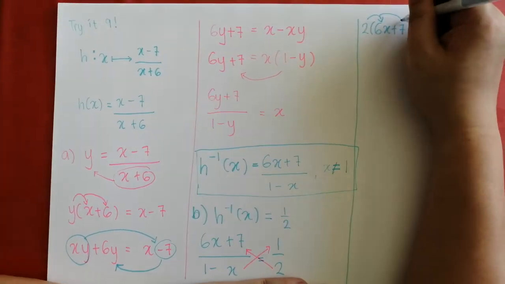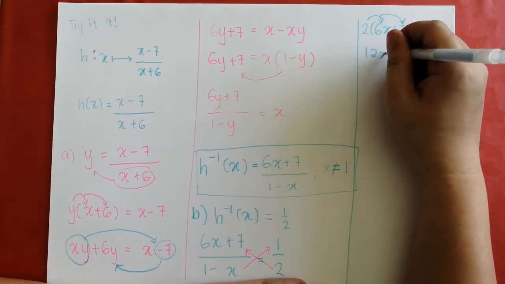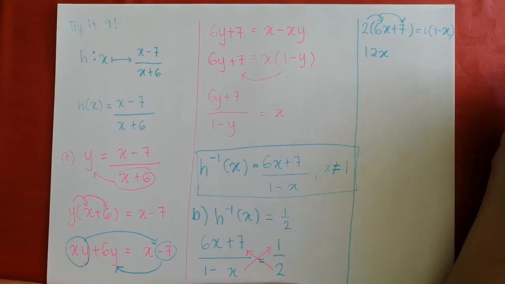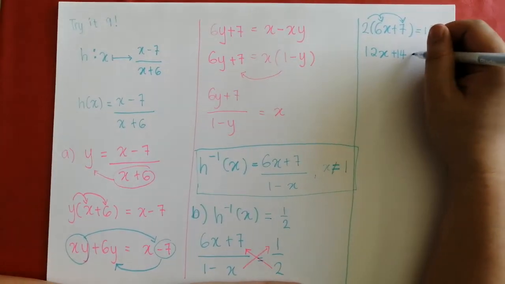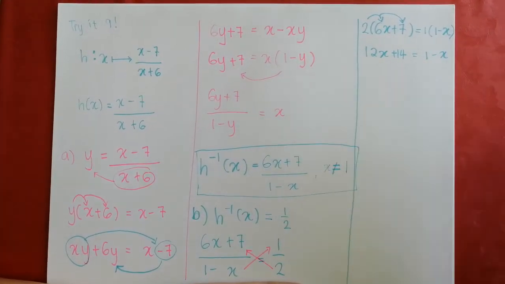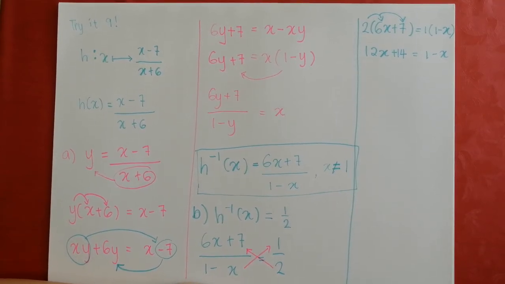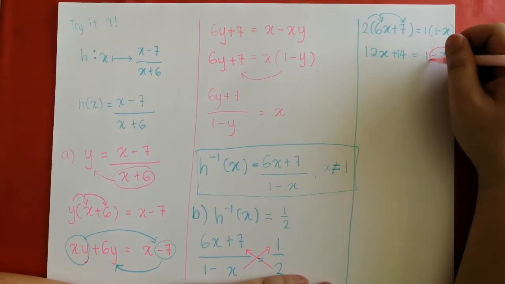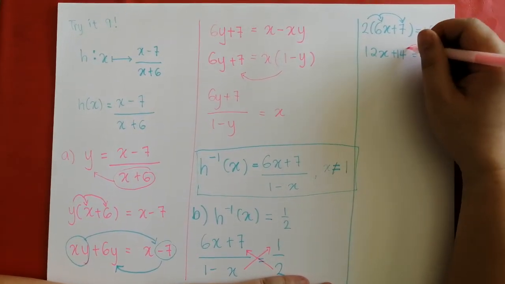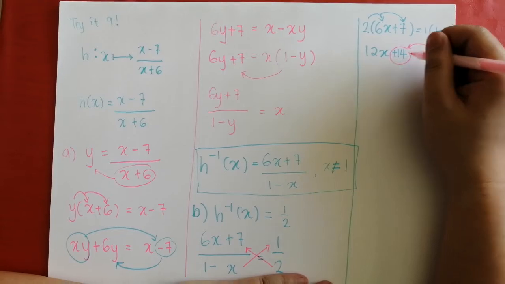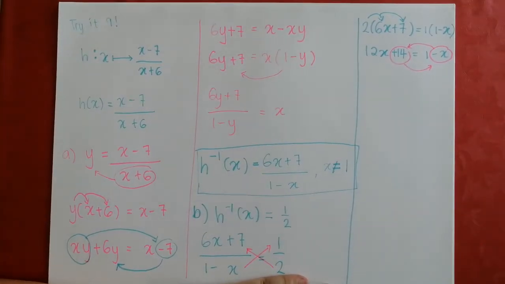So 2 times 6x becomes 12x. 2 times 7 gives you 14, equals 1 minus x. Our aim is to solve, which means that we want to find x. So let's move all the x to one side and all the non-x to the other side. So minus x, let's move it to the left, and 14, move it to the right.